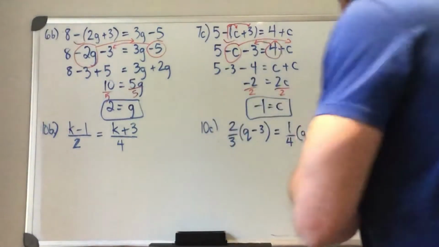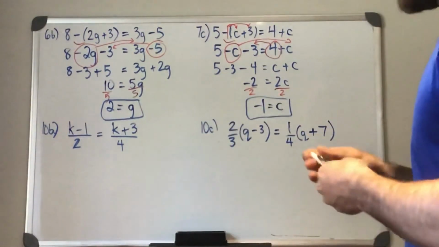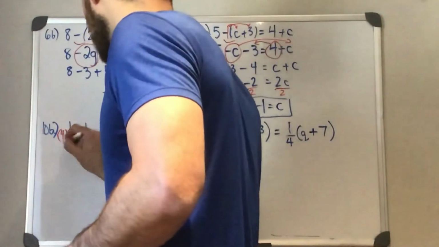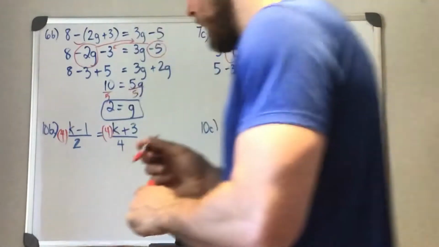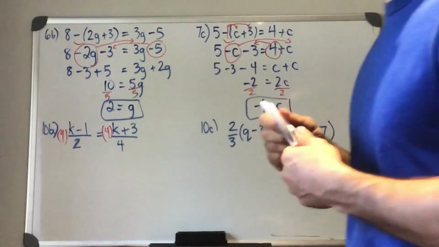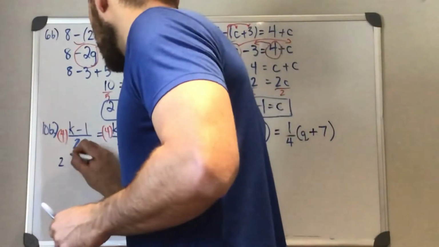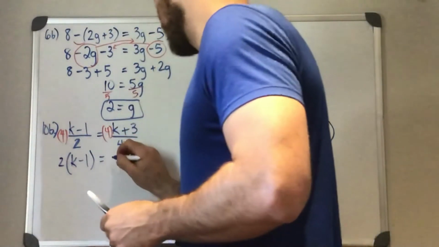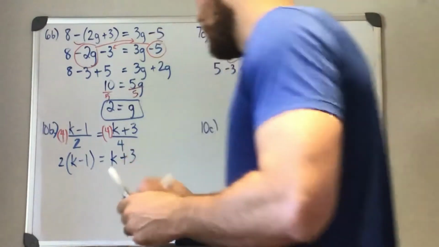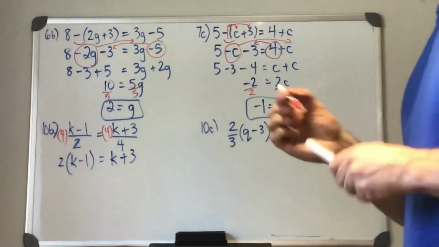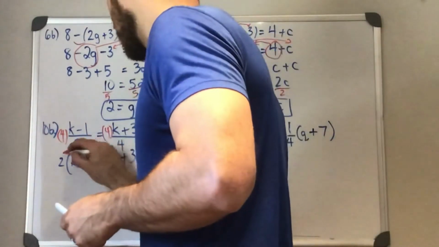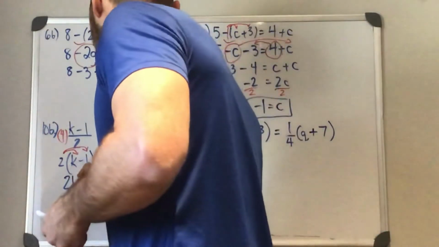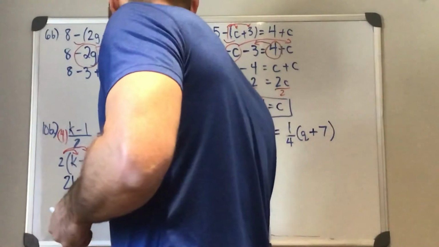So the common denominator between 2 and 4 is going to be 4. So if I multiply both sides by that common denominator, 4 divided by 2 is going to be 2. 4 divided by 4 is 1, so we're just left with k plus 3 on the right side. So if we use the distributive property, we're going to have 2k minus 2 is equal to k plus 3.